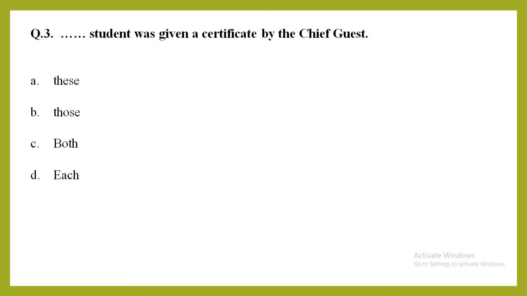Next is, dash student was given a certificate by the chief guest. Options are these, those, both, or each. Your correct answer is each. So the sentence will be as, each student was given a certificate by the chief guest.